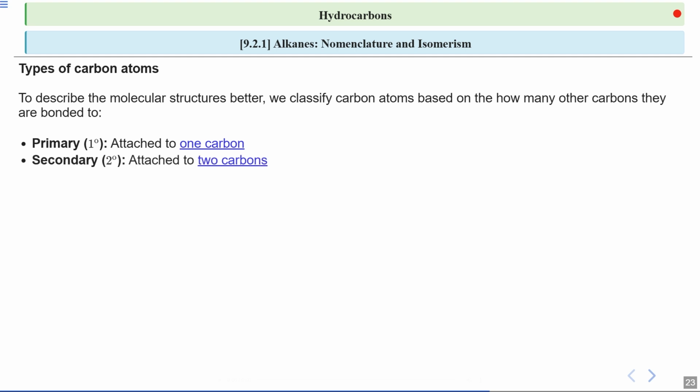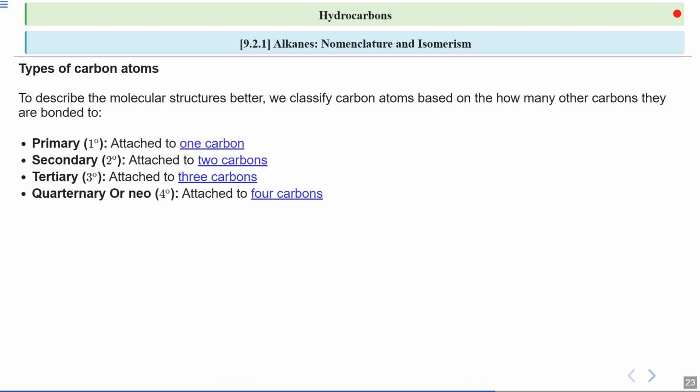After that, we have secondary carbon atoms. These are carbon atoms that are attached to two other carbon atoms. You can imagine them as being in the middle of a chain. Next, we have the tertiary carbon atom. These are carbon atoms that are connected to 3 other carbon atoms. These are often found at branching points in a molecule. Next, we have the quaternary or neo carbon atom. These are bonded to 4 other carbon atoms, making them quite central in the molecular structure.